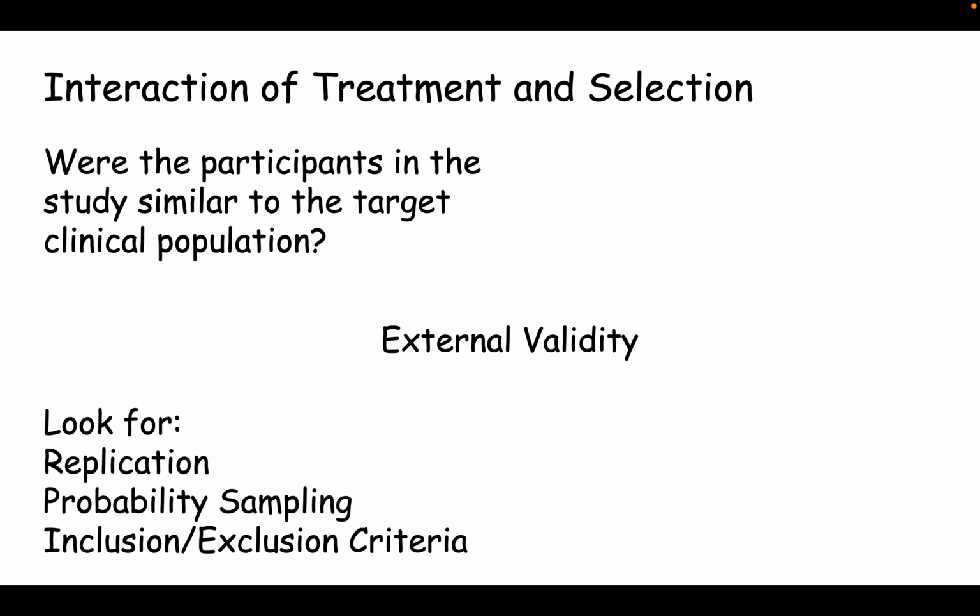It's also important to consider the sample in terms of external validity. Is there something about the people in the study that would make the intervention more or less effective than it would be for other people? You should consider the sampling method that was used to recruit people and the inclusion-exclusion criteria that were used to select participants.